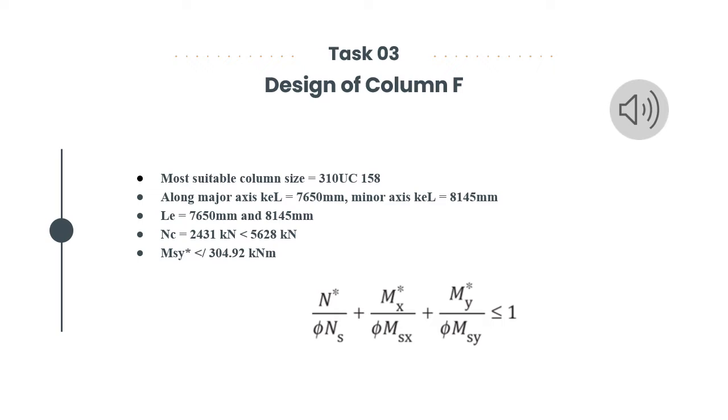Then we calculate the design for the combination action and calculate the nominal member capacity. For that one, we got 304.92 kilonewton meters. Finally, we calculate the biaxial bending capacity of the members and substitute into the equation shown in the slides and got the final answer. Then I'm going to forward to Andrew for the next presentation.